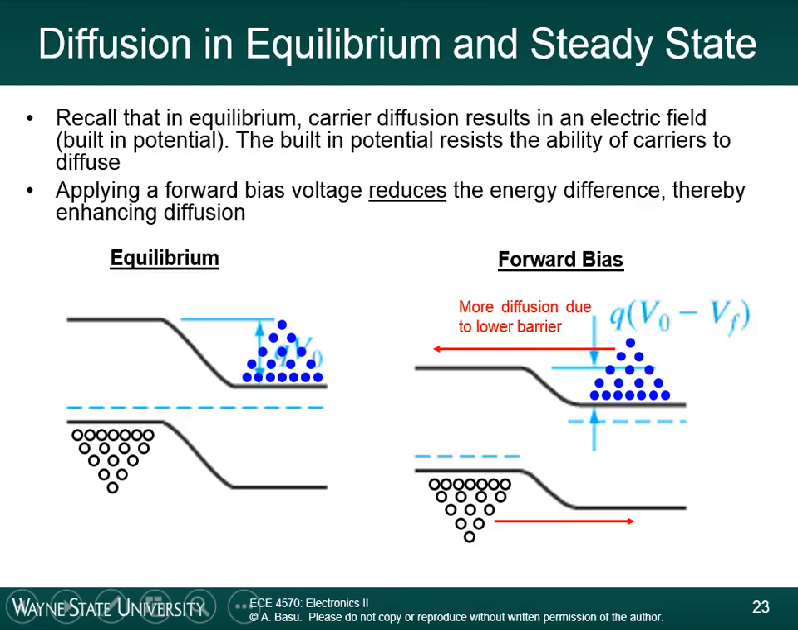So that diffusion drift balance, at equilibrium we said electron drift is equal to electron diffusion. Hole drift is equal to hole diffusion. Now that balance is upset because diffusion is becoming more significant than drift. All right, and this energy band diagram is a nice way of expressing that. It's a good way of understanding that fact. This energy potential barrier is reduced. The built-in potential resists the ability of carriers to diffuse, and when you reduce the energy difference, you enhance diffusion. So diffusion is enhanced in forward bias.